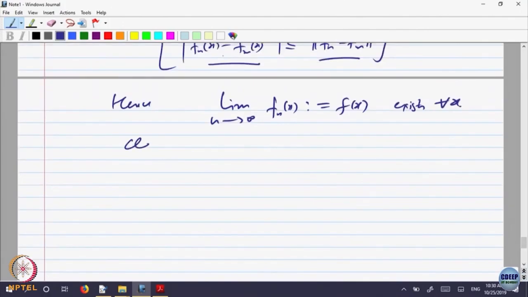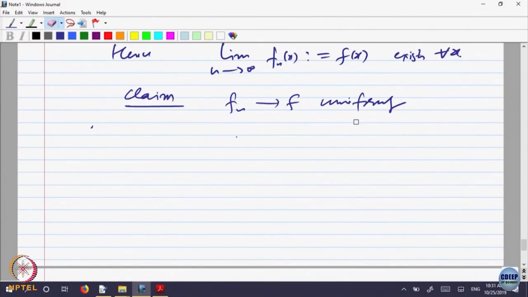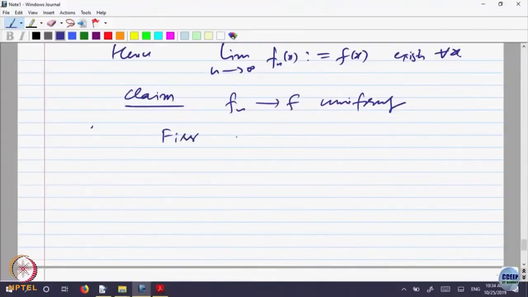Now I claim f_n converges to this f uniformly. If I want to prove f_n converges to f uniformly, all the f_n's are given to be in the space B(X, R). We do not know whether f is bounded or not, right? So, let us note: we prove f belongs to B(X, R), that it is bounded. To do that, I have to estimate the modulus of f(x). I know that f_n(x) converges to f(x), okay.